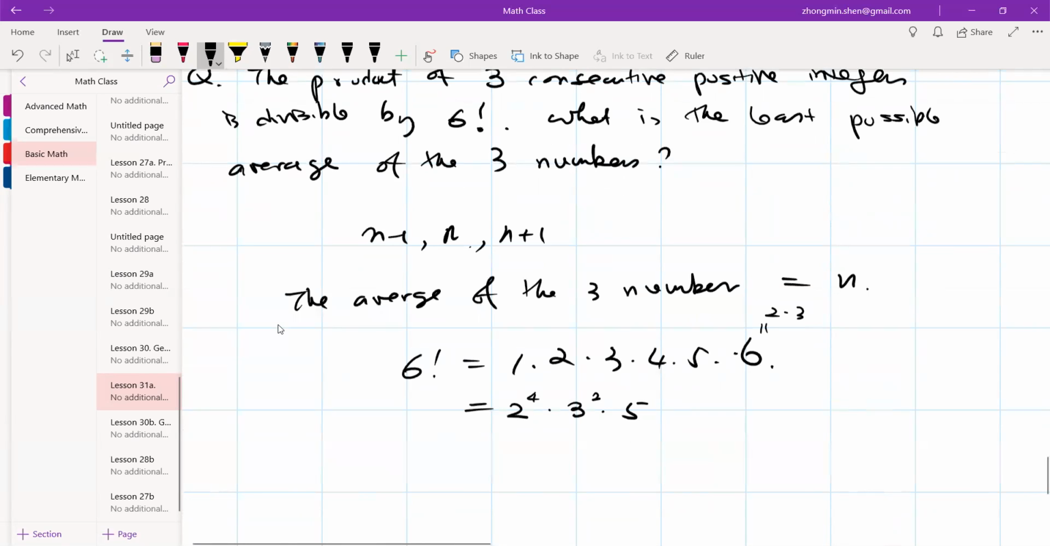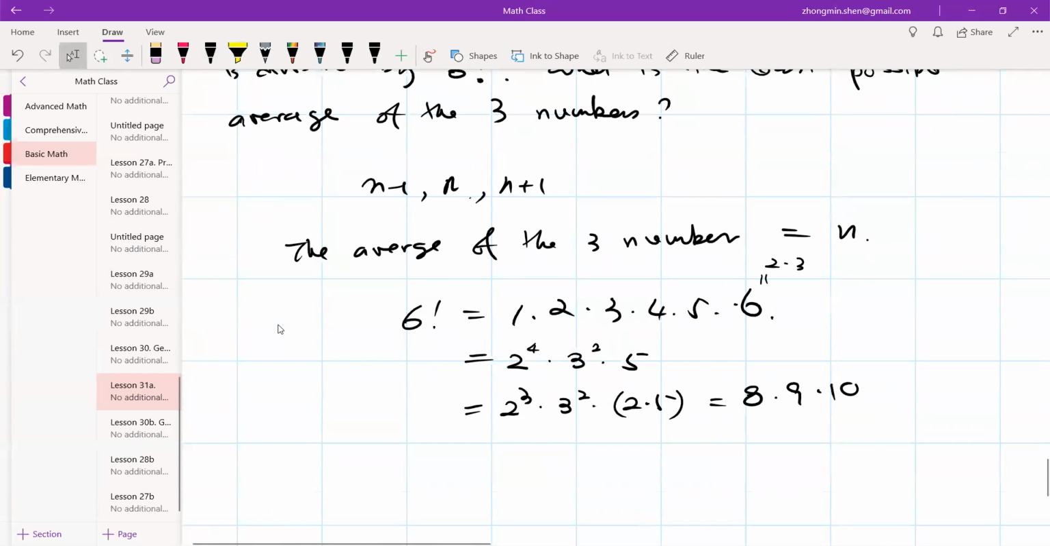By simple observation, you can express it as 2 cubed, 3 squared, and 2 times 5. And then you find out this is just 8, 9, 10. Come on, right? This is the product of 3 consecutive integers, 720. So the smallest n must be equal to 9. So we find the answer already. 6 factorial itself is just equal to the product of 3 consecutive integers.